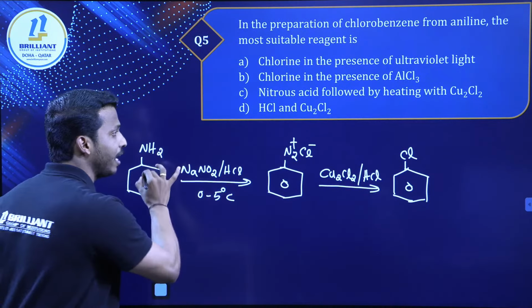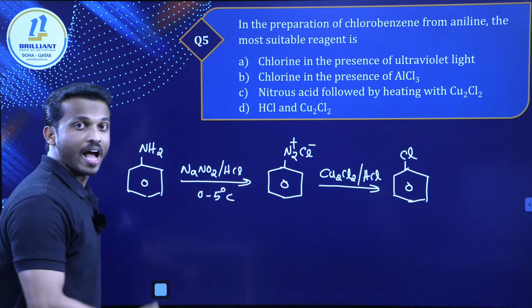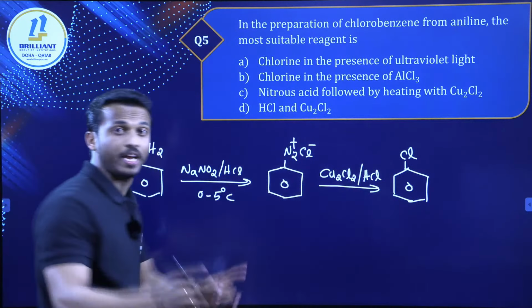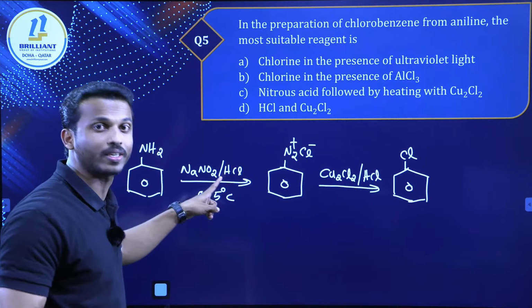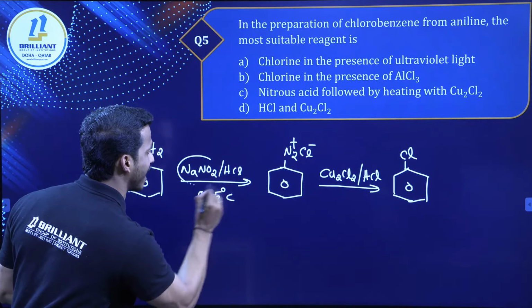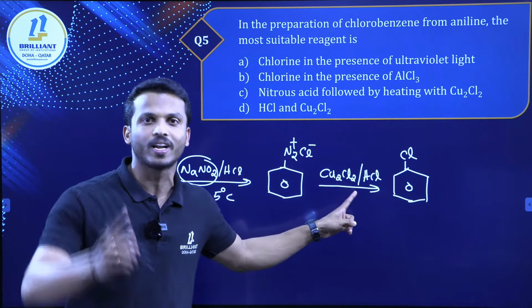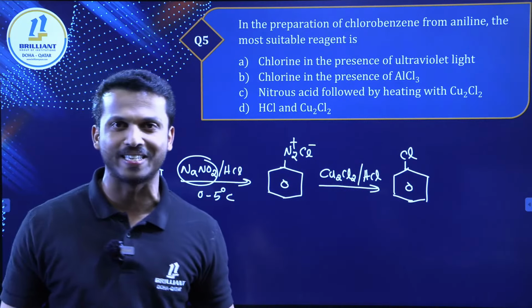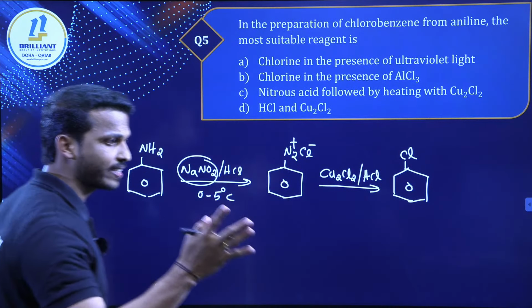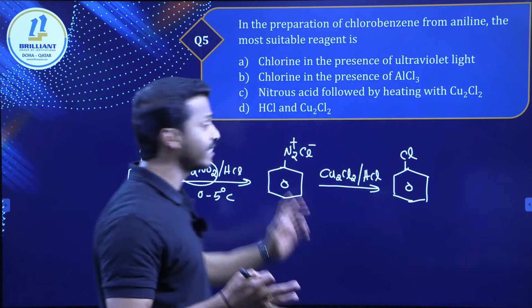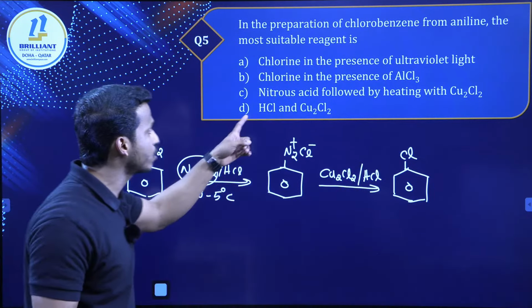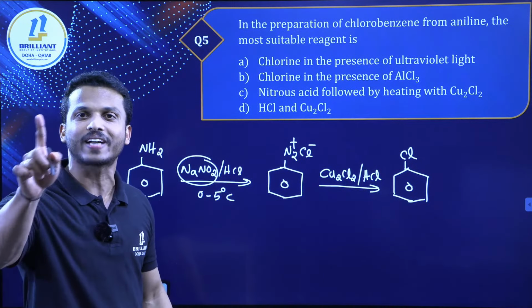Very careful, dear all. The question is from aniline to chlorobenzene, which means the first step is what? The first step is diazotization, treating with nitrous acid, then treating with Cu2Cl2 along with HCl. So can you tell me which is the correct answer? Very good, dear all. There is a chance of option D, but option D is not the correct answer.